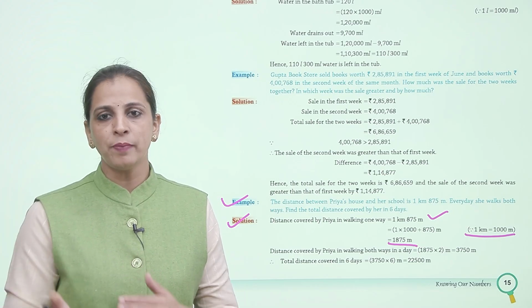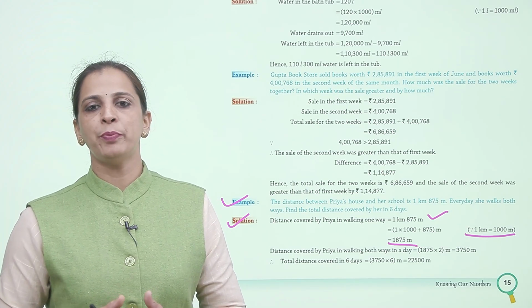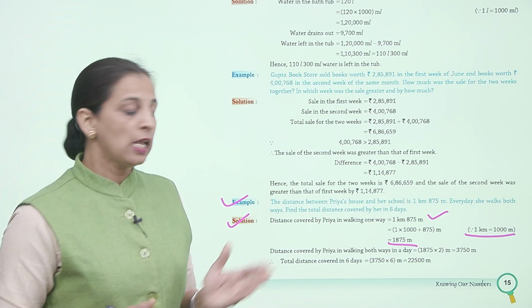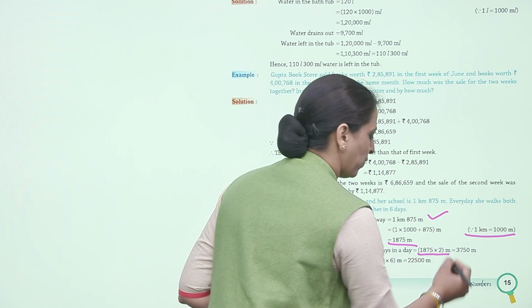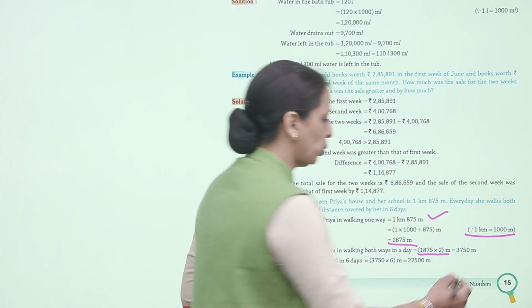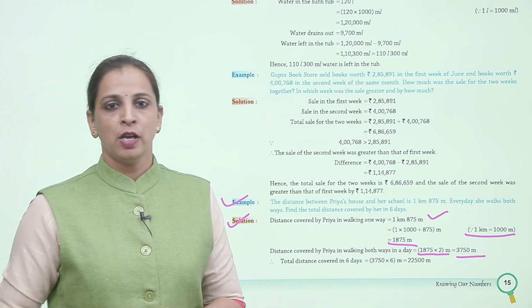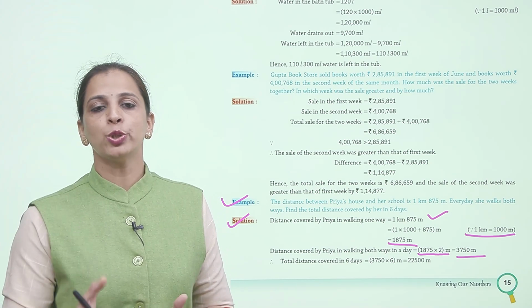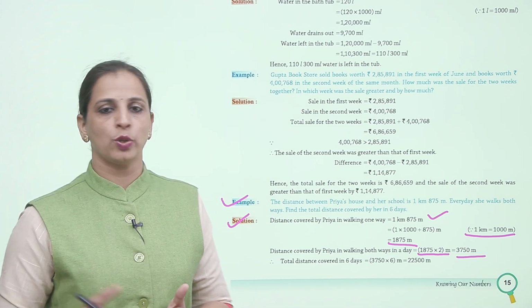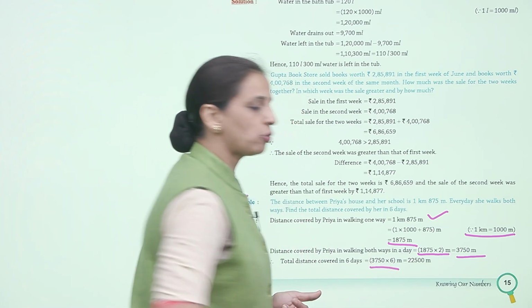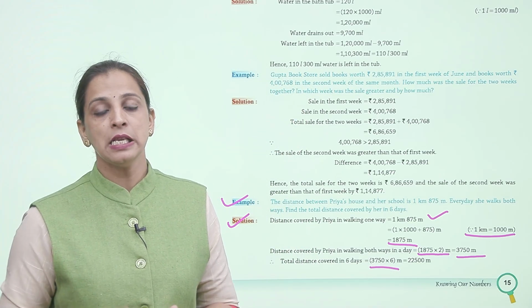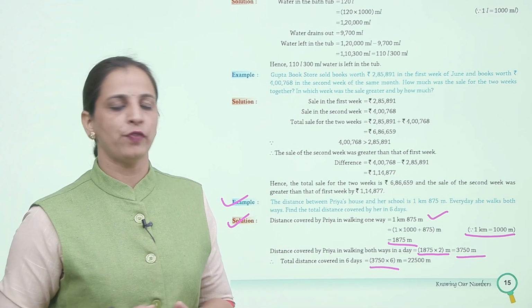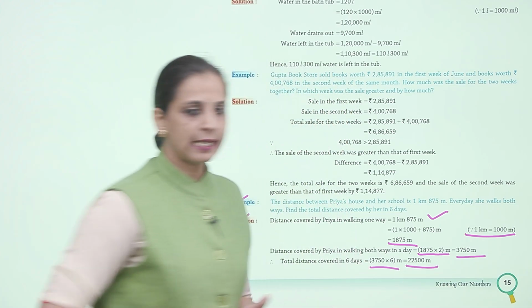अब आ भी रही है और वापस भी जा रही है. डिस्टेंस कवर्ड बाय प्रिया इन वॉकिंग बोथ वेज इन अ डे इज 1875 मल्टीप्लाई बाय 2 मीटर इज इक्वल्स टू 3750 मीटर और टोटल डिस्टेंस उसका बताना है 6 डेज का. तो वी हैव टू मल्टीप्लाई. सो टोटल डिस्टेंस कवर्ड इन 6 डेज इज इक्वल्स टू 1 डे में वो जा रही है 3750 मल्टीप्लाई बाय 6 इज इक्वल्स टू 22,500 मीटर्स इन 6 डेज.